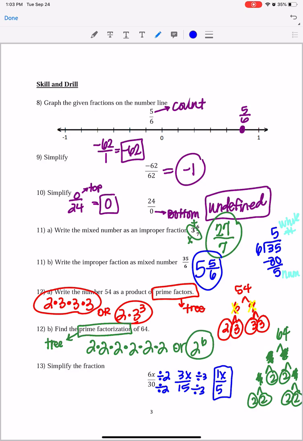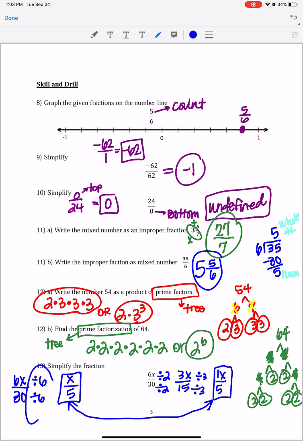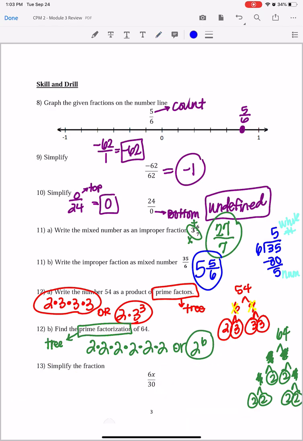But if you just start from the biggest number, and if you can't see the big number, there's no reason why you can't do the 2 steps. But if you can see right from the get-go that I can divide both of these by 6, 6x divided by 6 is 1x, or just x. 30 divided by 6 is 5. You get the same answer, and this is a lot shorter. So either x over 5 or 1x over 5. Those are both equivalent answers. And you can do it either in 1 step or in 2 steps. You'll get the same answer no matter what.